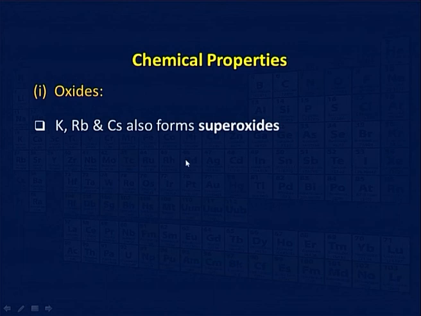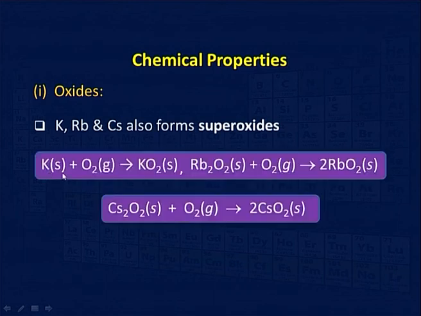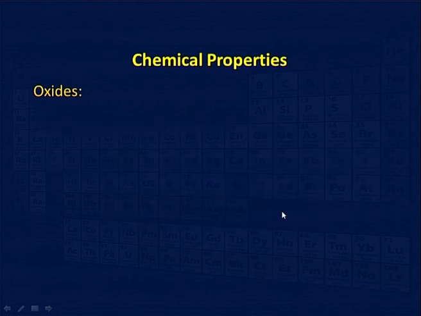Now, superoxides have formula MO2. You can see here K plus O2 will give KO2, which is superoxide. Rb2O2 is peroxide, which on combination with oxygen gives superoxide. Similarly, cesium peroxide on combination with oxygen gives cesium superoxide.